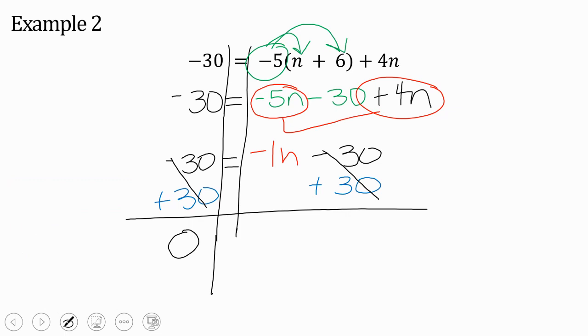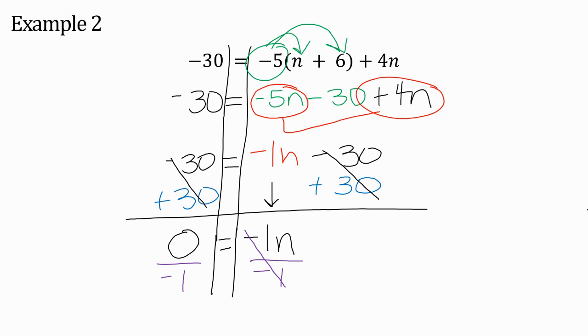So now I'm going to just bring down this negative 1n. n is not positive, so we want to make sure that it's positive in the end. We're going to divide by negative 1. So that's why I left that negative 1 there, so we can easily see that we're going to divide by it. Now, 0 divided by anything is just 0. So we get n equals 0. So we distributed first, then we combined our like terms, and then we just used inverse operations to solve. Let's take a look at one more example.